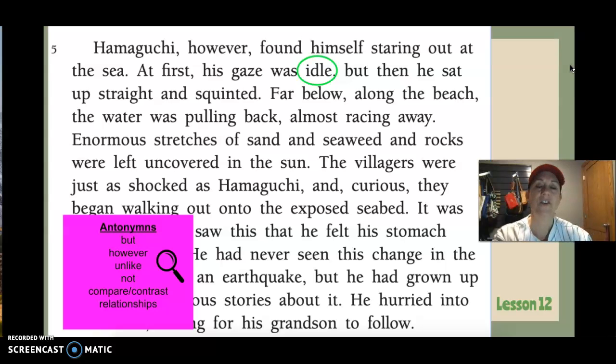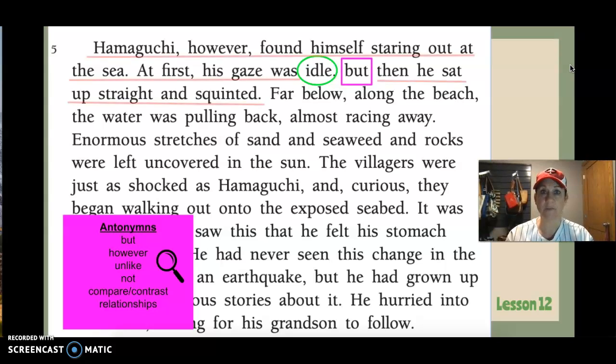I've highlighted, or I've circled, the word idle. Now it's spelled I-D-L-E. There is another word idle, but it means something different and it's spelled differently. Let's figure out how to find the meaning of this word. I see that word, but that's an antonym. And I've underlined the sentence, Hamaguchi, however, found himself staring out at the sea. At first, his gaze was idle, but then he sat straight up and squinted.